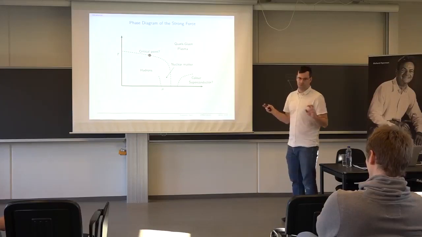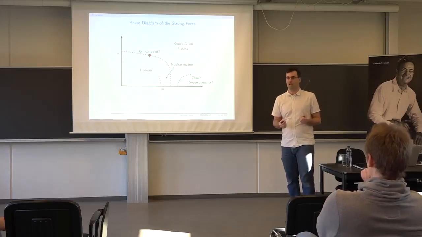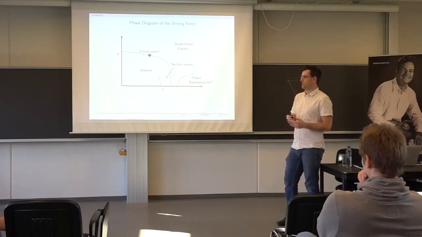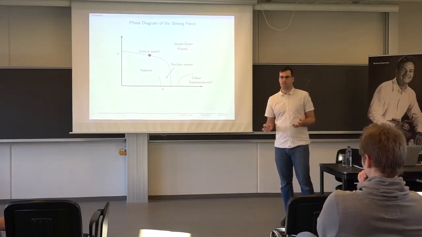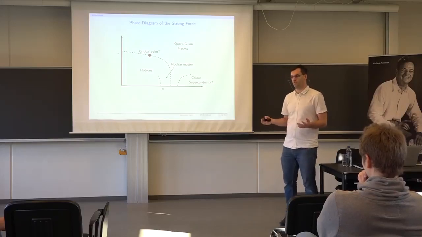So there is again supposed to be a critical point. There are other different states of matter, and even new states of matter which have not been found and have only been predicted. Like ice, liquid, and gas, and then also a plasma, you could have colored superconductors, something like normal superconductors, but with the colored charge of the strong force.